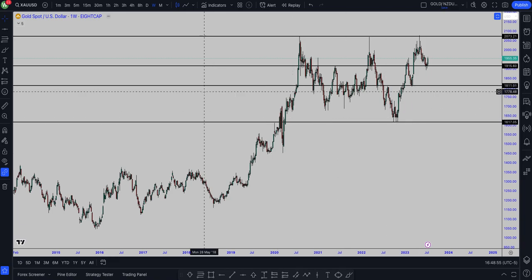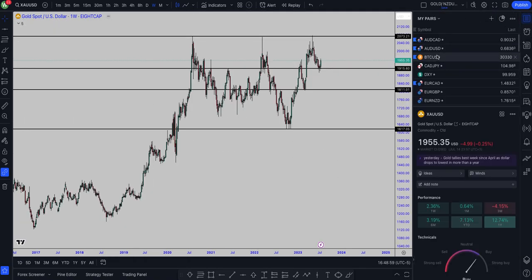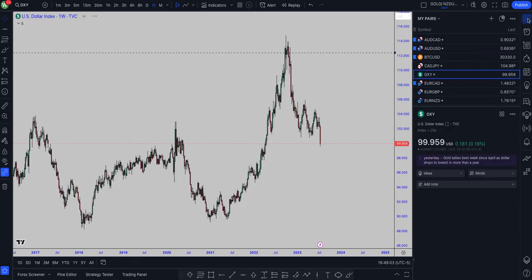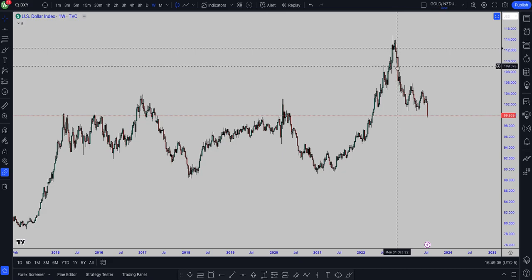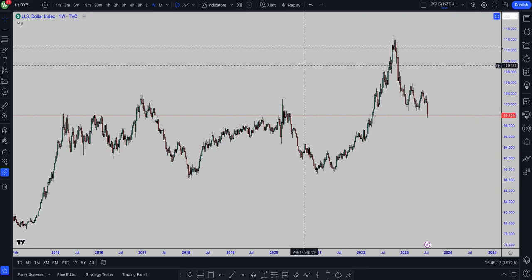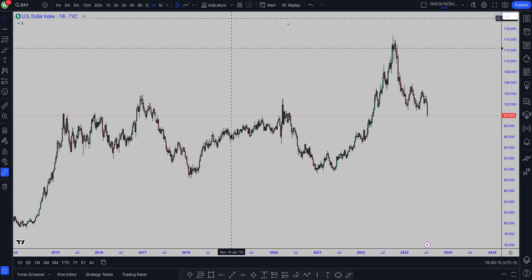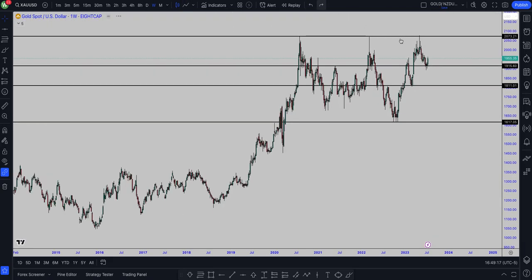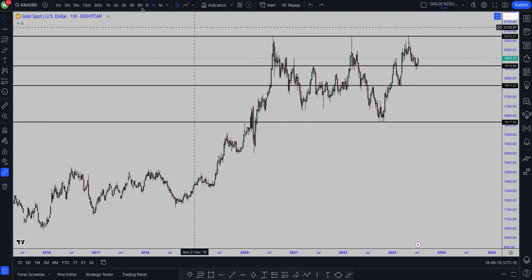So for example, I'm going to show you guys this. Let's say we look into the DXY. That's the dollar index. Because we see the dollar is going down, that means the inverse is going to be happening for gold. Gold is going to be going up. So when we see the dollar doing this, then we're potentially going to see gold going up, right?